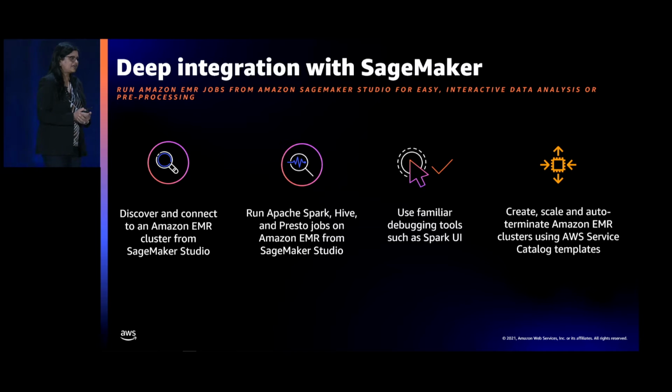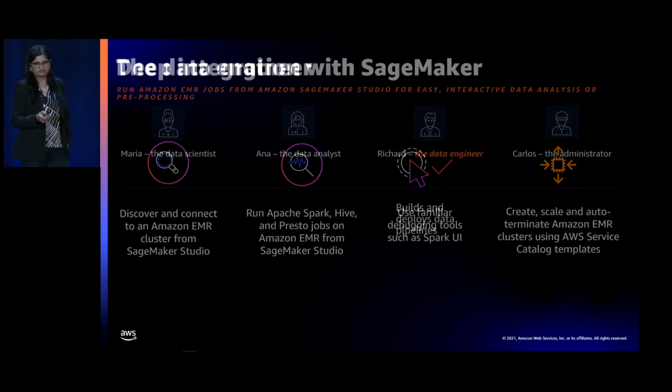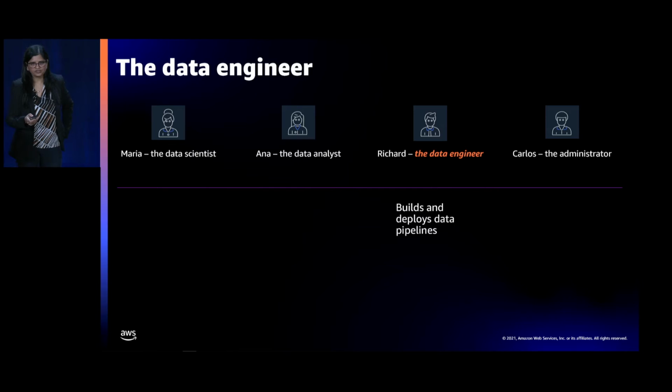And not just that, you get the benefits of EMR out of the box, right? You create and scale and auto-terminate EMR clusters using AWS Service Catalog templates. So what this means is from the studio itself, you can launch these clusters and auto-scale them as you need, as well as auto-terminate them when they're idle or not being used.